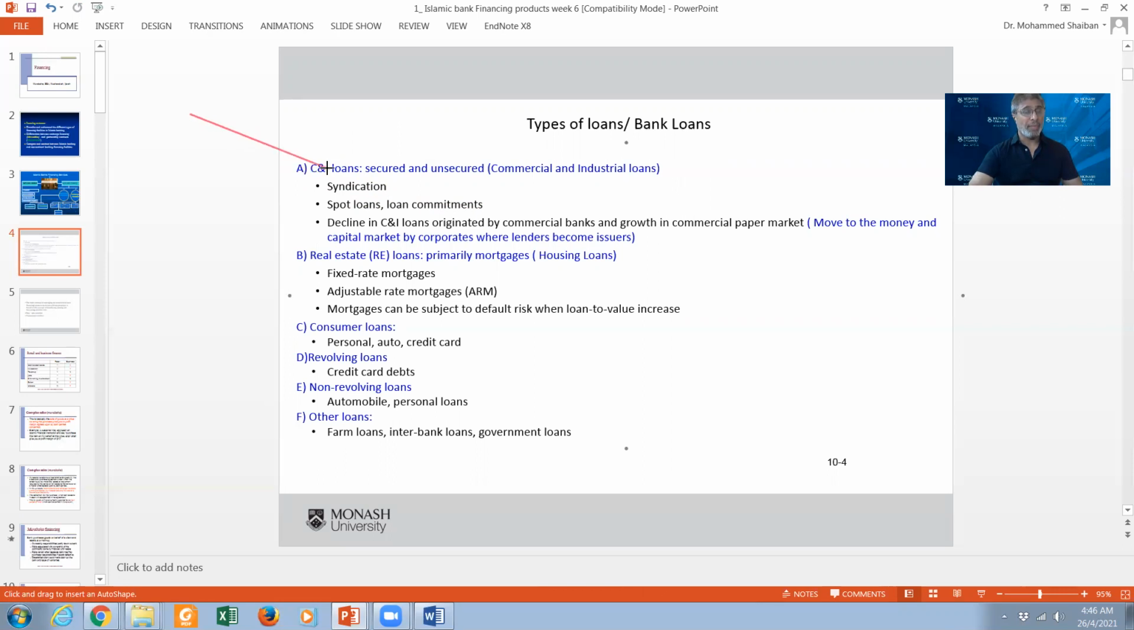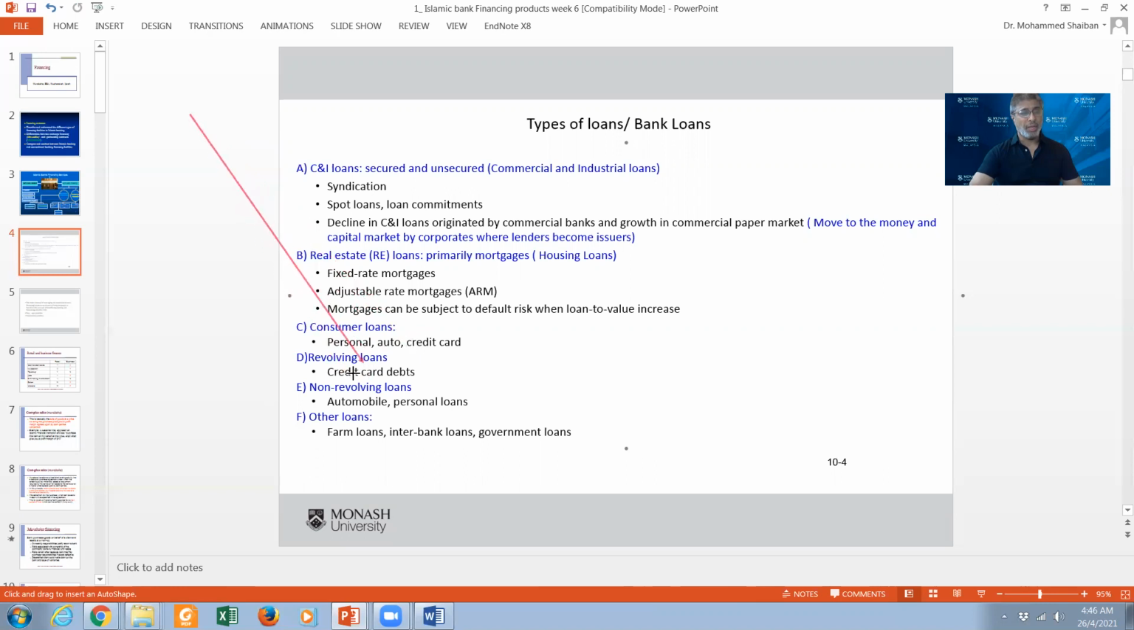Now, this is not a big part of bank financing in conventional banking, and also Islamic banking. The big part, which takes around 60%, is real estate. This one will take around 10 to 15%. Real estate is the biggest financing area. And then we have the other consumer loans: personal loans, auto loans, and credit cards.